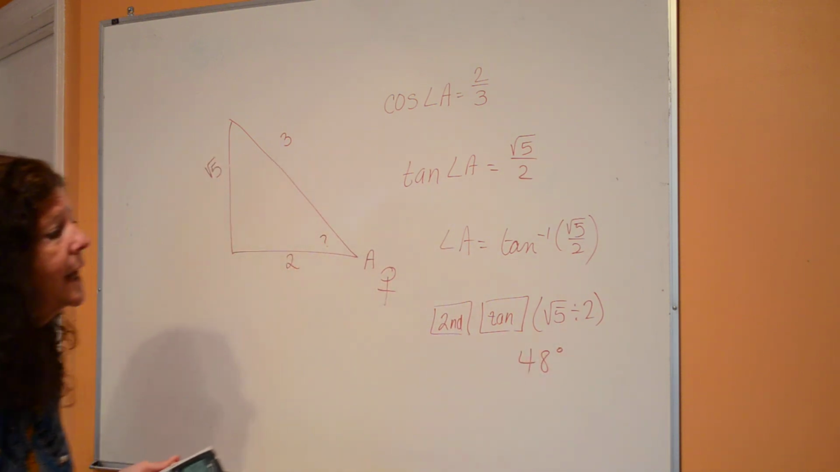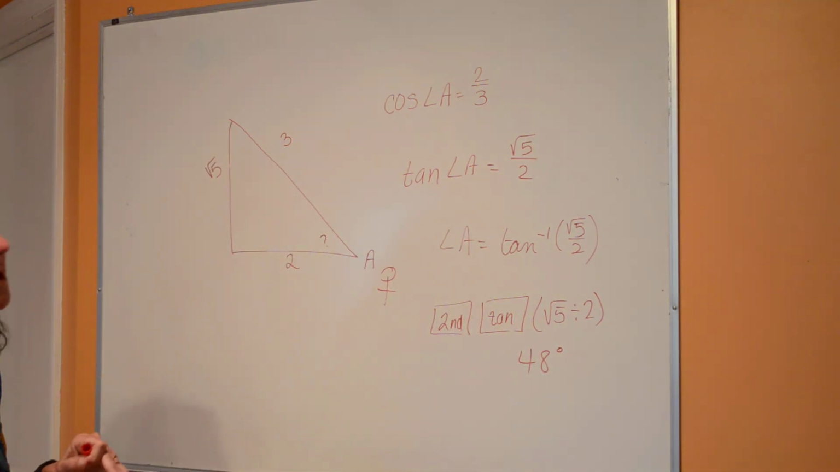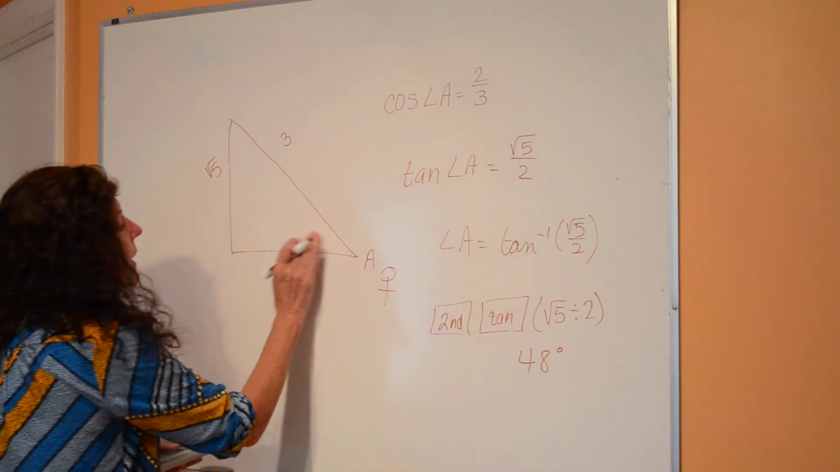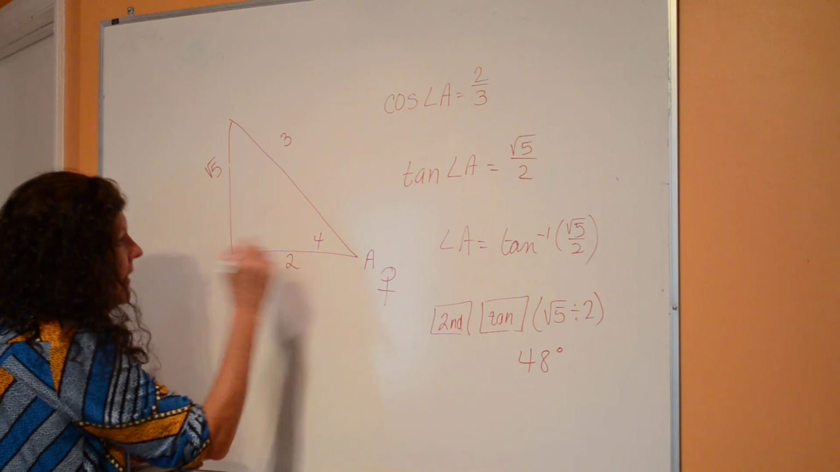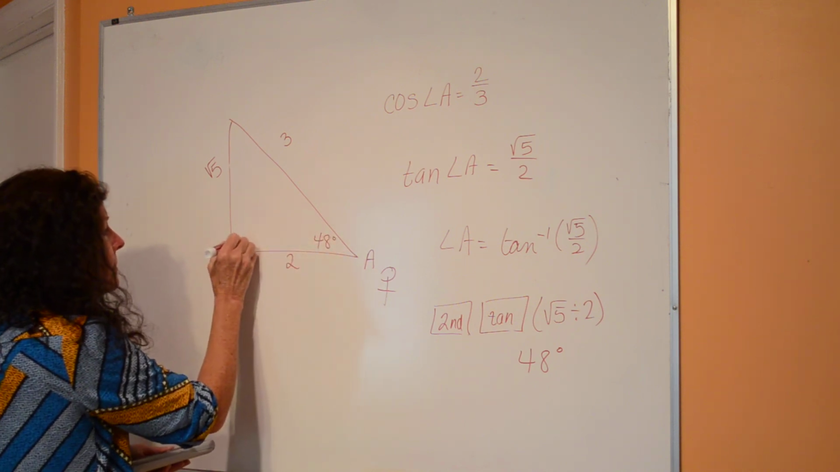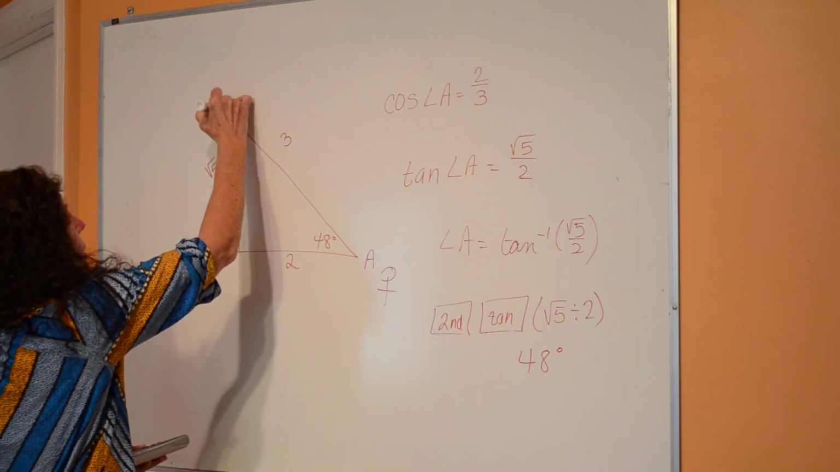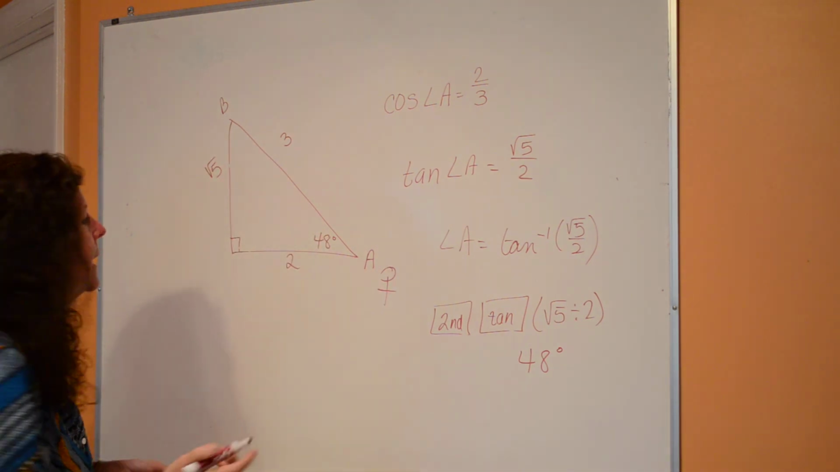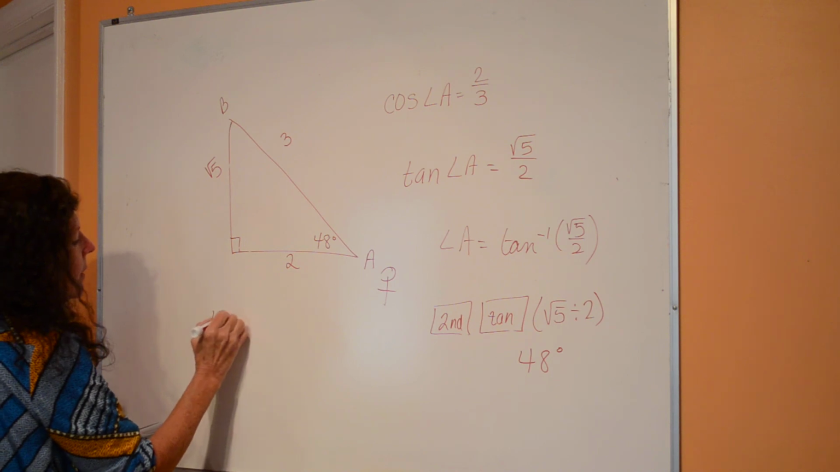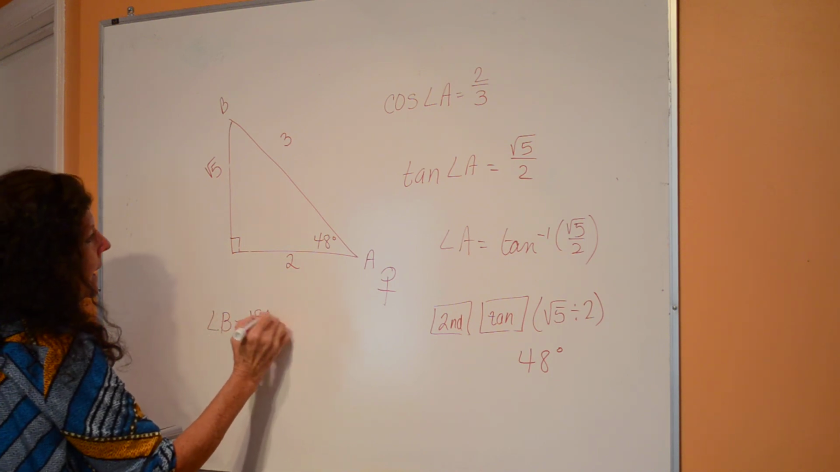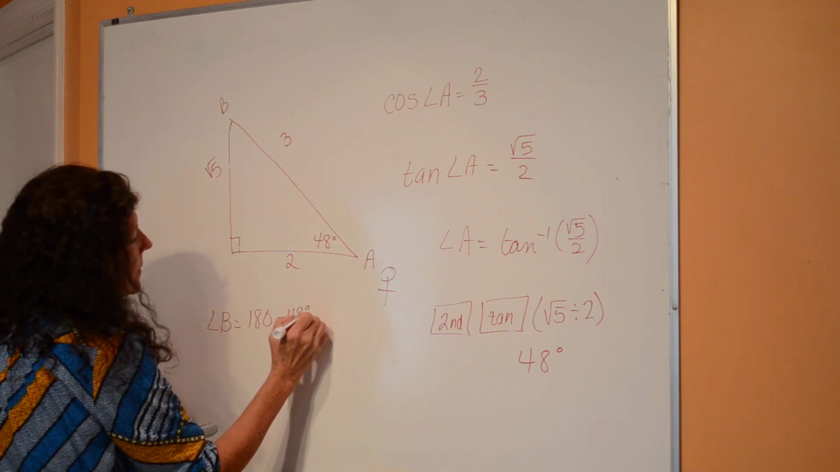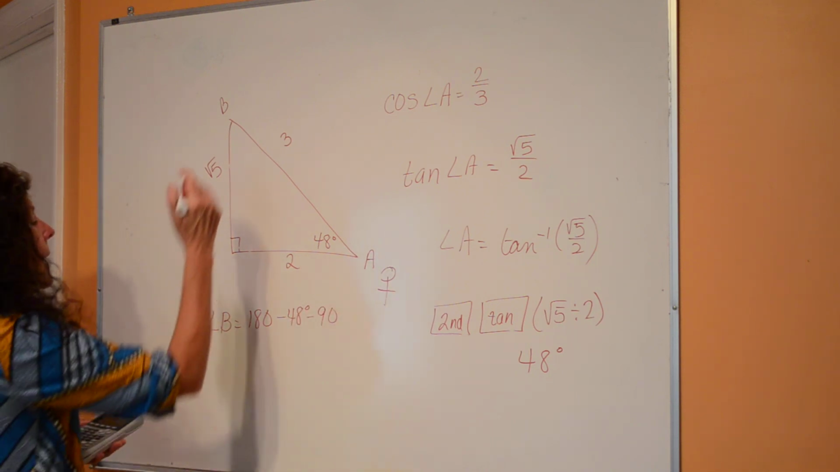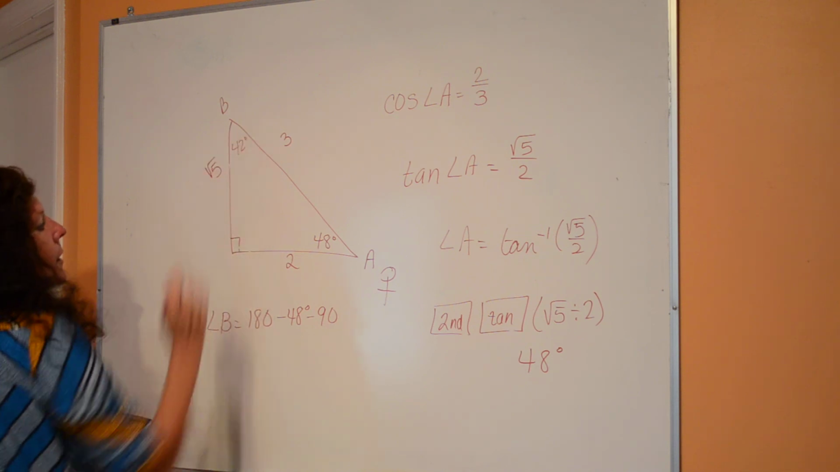If you don't get 48 degrees, you might want to go back in your mode setting and make sure it's set for degrees and not radians. So I find out that that's 48 degrees. Well, I could also find this other angle up here by knowing that the angles added together have to equal 180. So angle B would equal 180 minus 48 minus 90, which would give me 42 degrees.